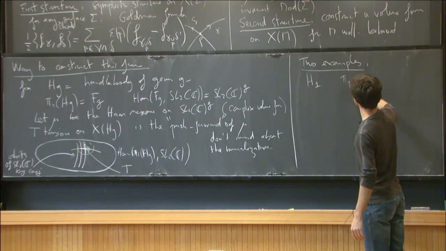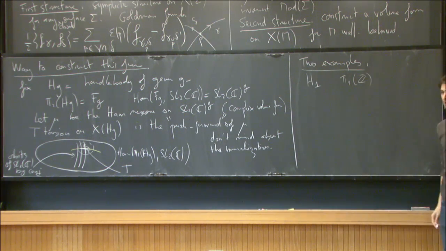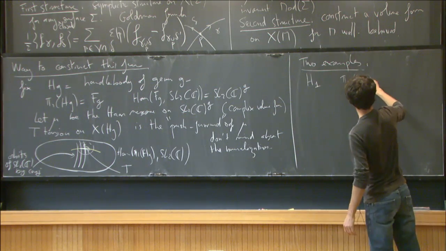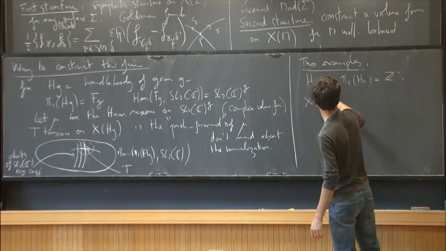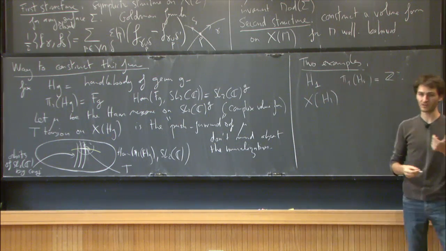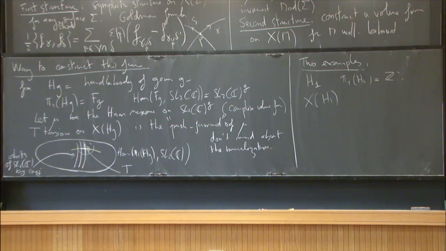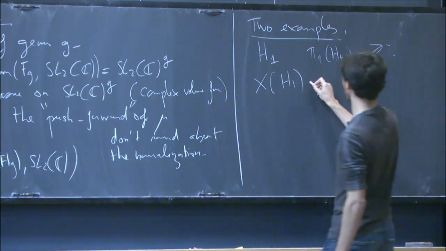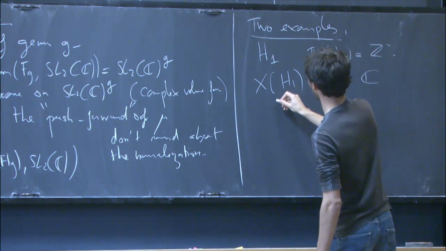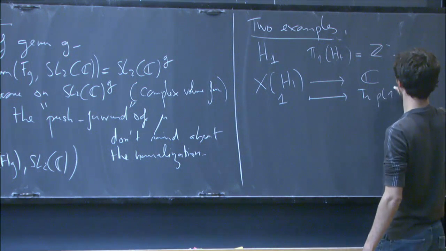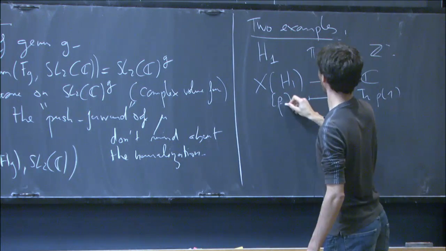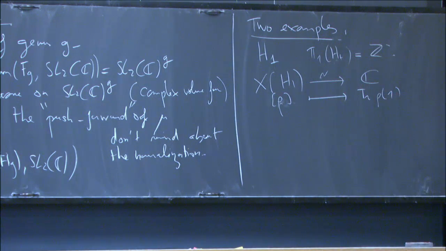So the pi1 is Z. This should be the simple example. Pi1 of H1 is Z. And the character variety of H1 is very simple. You just have one matrix. The only thing which matters is the trace of this matrix. So you take the generator 1, say, and take the trace of rho of 1. This is an isomorphism.